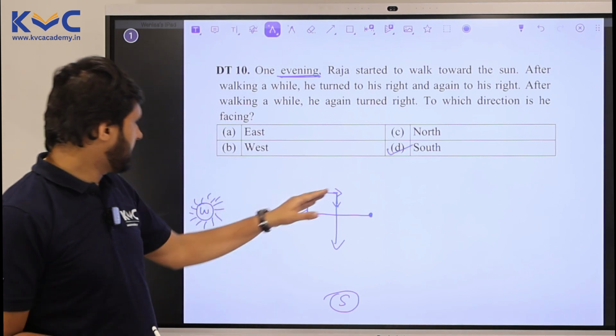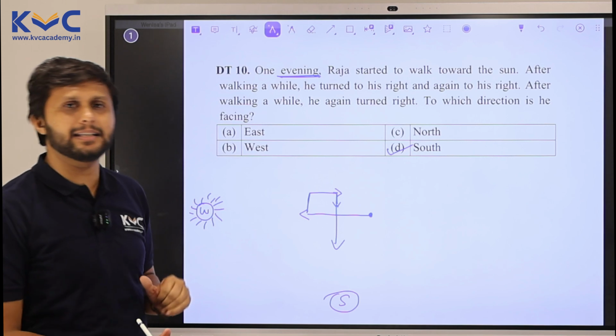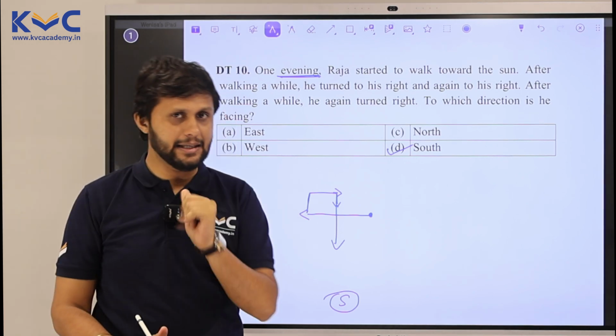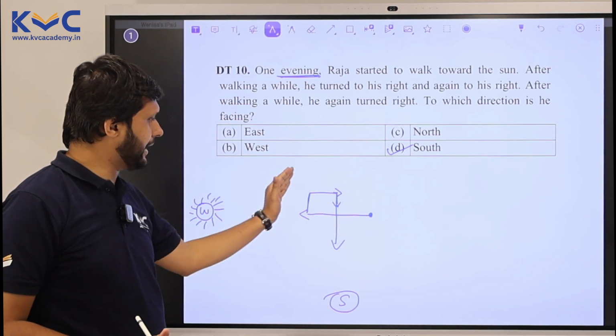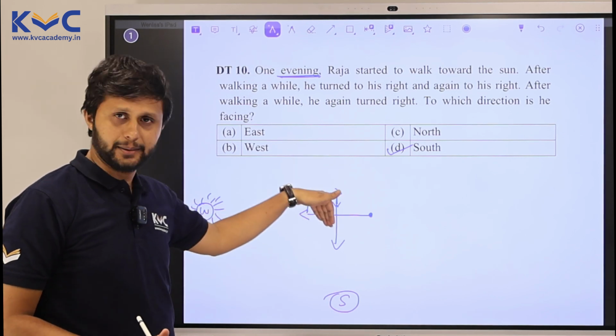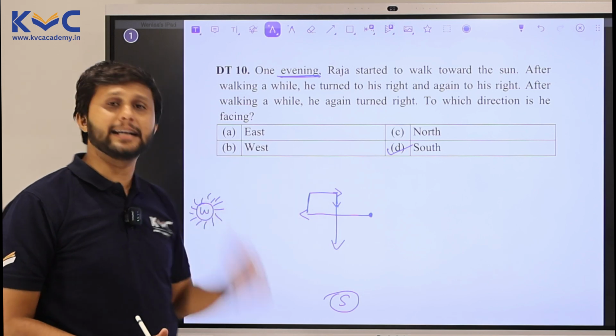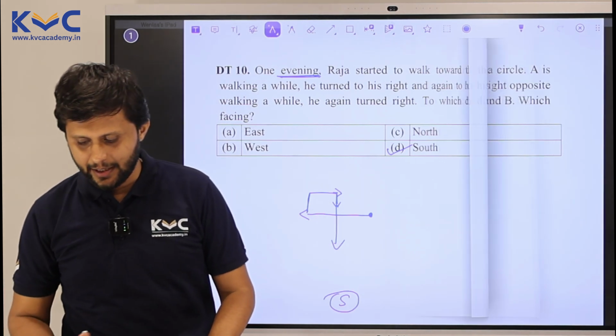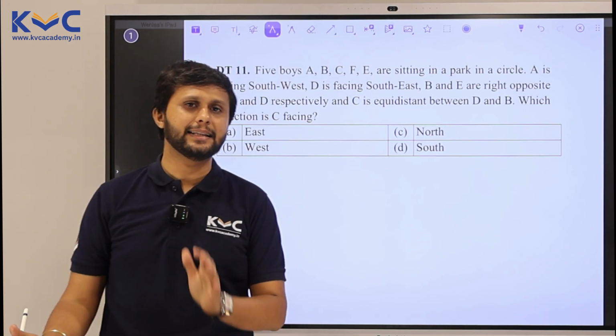So what did he do? He was walking towards west. That was not given to us clearly, but walking towards sun, and it is in the evening. Then he took right, then he took right, then he took right. And then which side is he seeing? He is seeing the south side. That's question number 10.